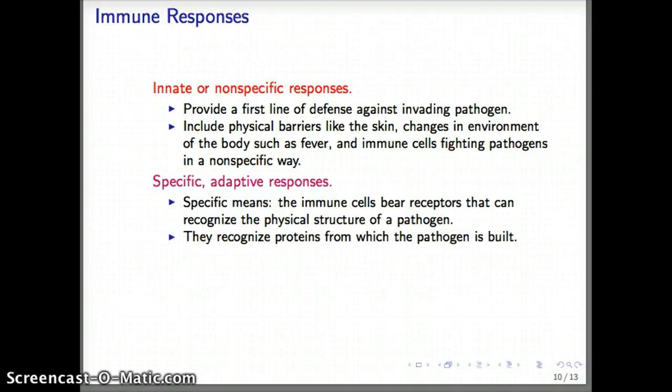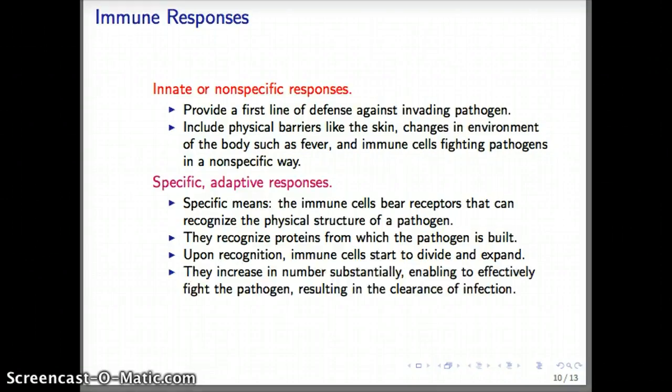Concretely, the immune cells will recognize proteins on the surface of the pathogen, and upon recognition, the immune cells start dividing and expanding. This divide and expand is basically that they clone themselves for a specific purpose, which is to get rid of the pathogen. So they increase in number substantially and enable a fight against the pathogen, and this results in clearance of infection.